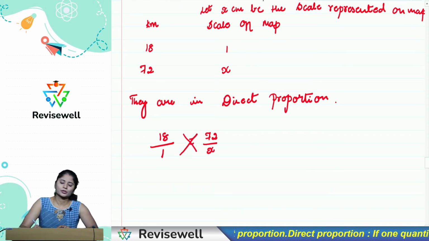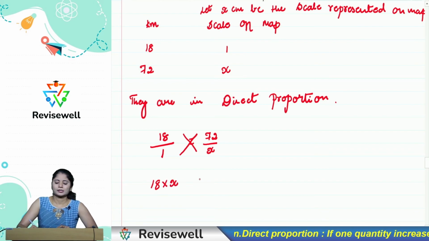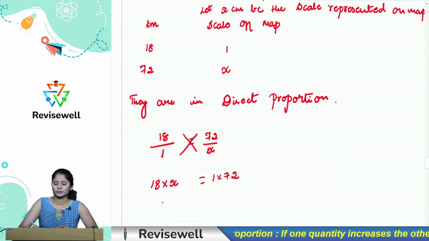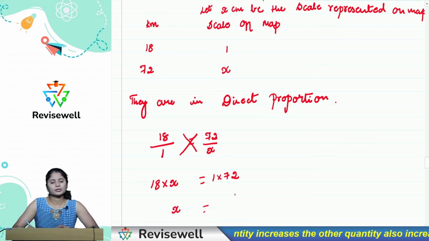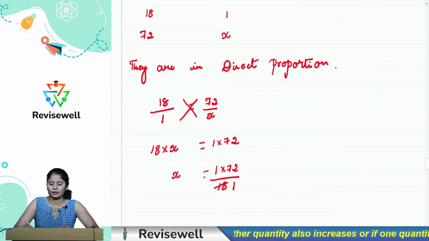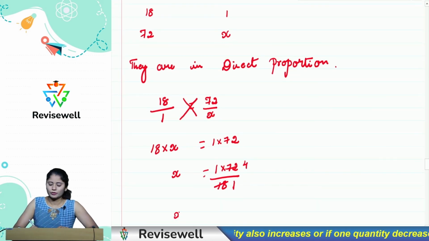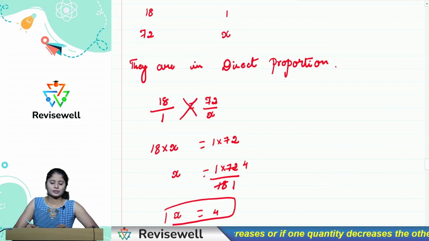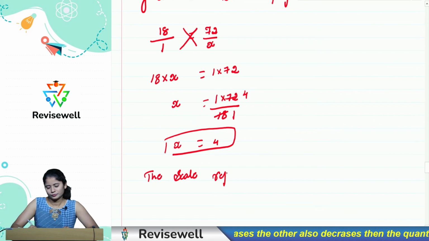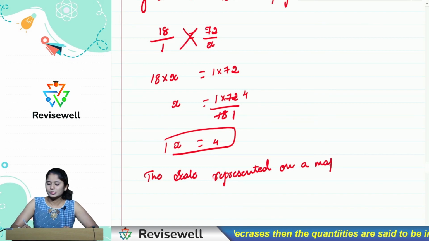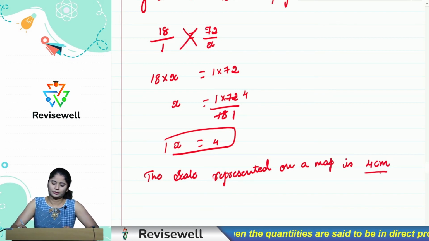To get the value of x, cross multiply. Sorry, 18 times x will be equal to 1 times 72. To get the value of x, shift this 18 to the other side, so it will be under division. So 18 4s are 72. So 1 into 4 is 4. So that means the scale represented on the map will be 4 centimeters.